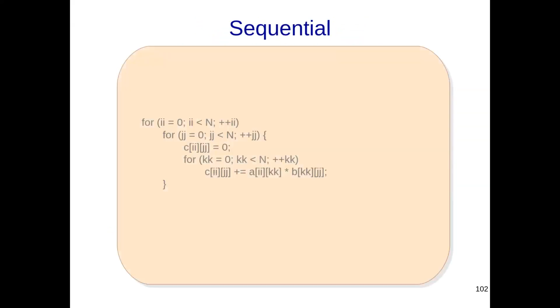So let's look at the basic sequential version, which is just three loops: i, j, k. C of ij I can initialize just before the k loop begins, and then C of ij plus equal to A of ik into B of kj, right? So that is our usual sequential C code corresponding to this.